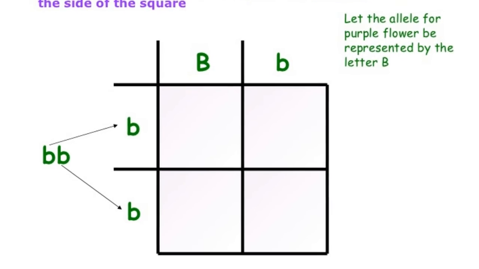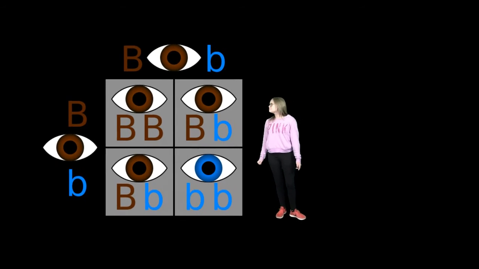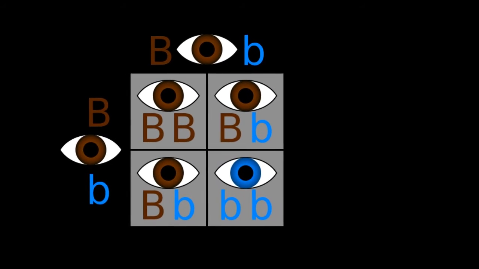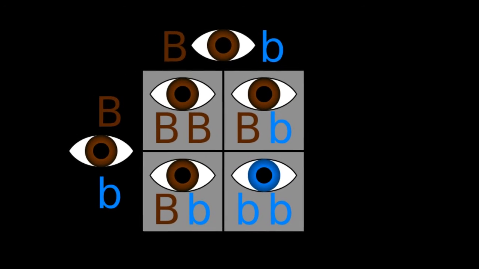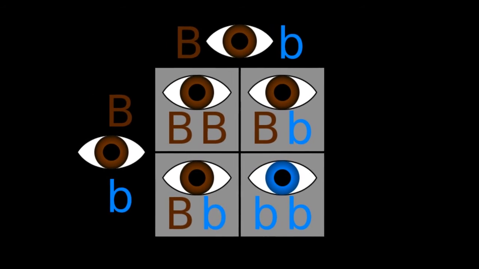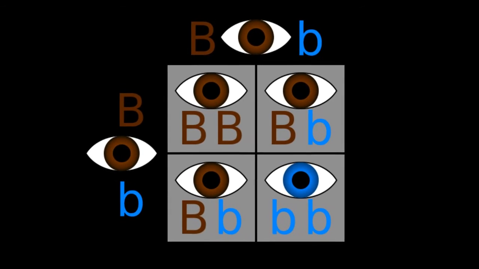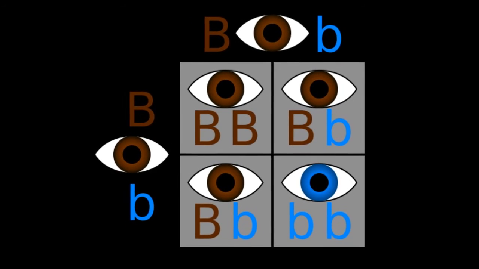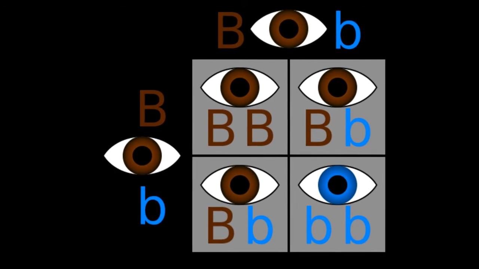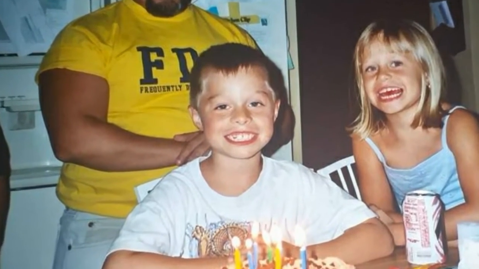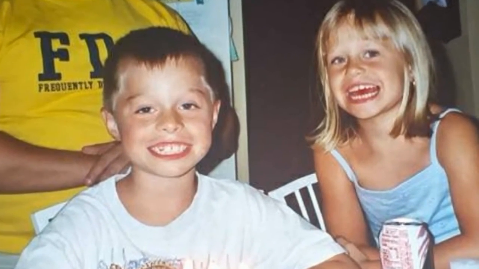Once we cross them, we are able to see that there is a 75% chance of having brown eyes because we have homozygous dominant, and then we have also 2 heterozygous squares that are filled up, which gives us 75% of having brown eyes and only 25% of having blue eyes. So, my brother and I both beat the odds in order to have blue eyes.